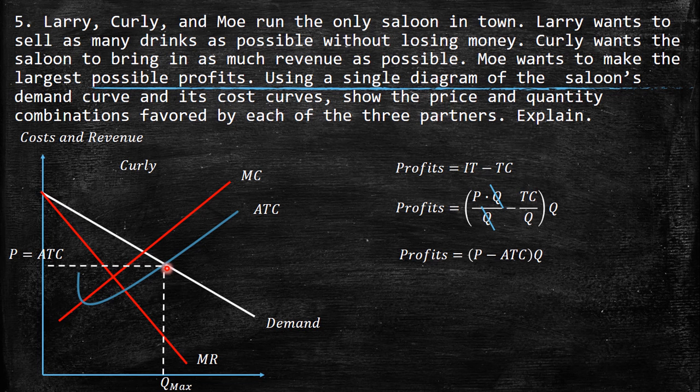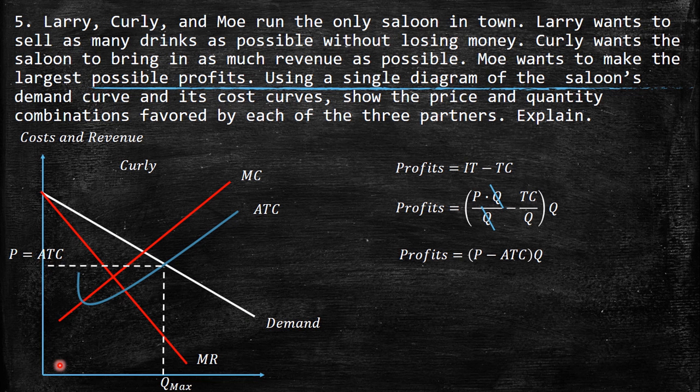So here we have the average total cost, and here we have the demand. I'm so sorry, this one is not going to be Curly, it's going to be Larry. Then Larry will produce until this point, because at this point they are selling the maximum possible without losing any money.